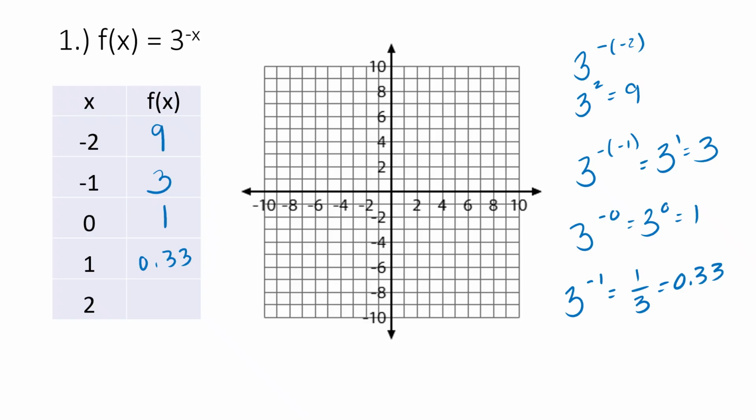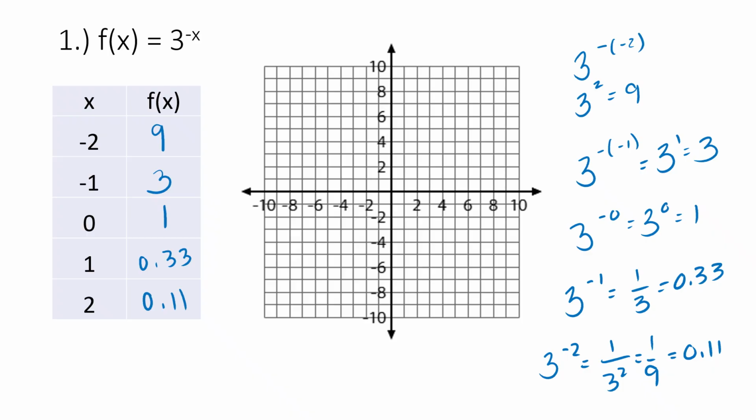And then 3 to the negative 2 power is 1/3 squared, or 1/9, and you might need to grab a calculator to give yourself a useful number there, but that is 0.111111 repeating. All right, so let's go get these points on here and see what this looks like.